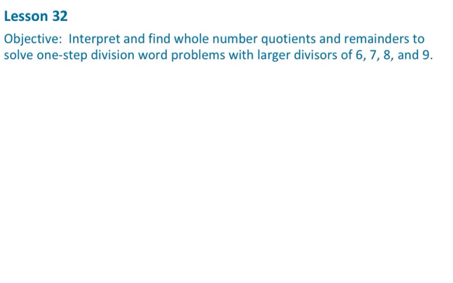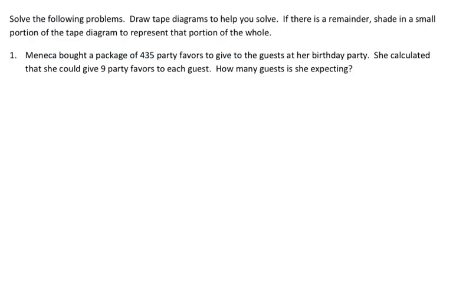This is grade 4, module 3, lesson 32, and the objective in this lesson is to interpret and find whole number quotients and remainders to solve one-step division word problems with larger divisors of 6, 7, 8, and 9. So we're going to look at homework problem number 1, and it says solve the following problems. Draw tape diagrams to help you solve. If there is a remainder, shade in a small portion of the tape diagram to represent that portion of the whole.